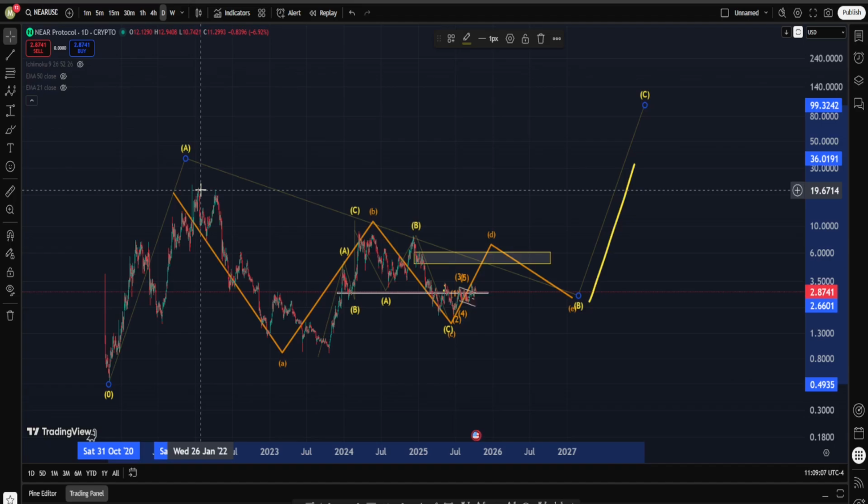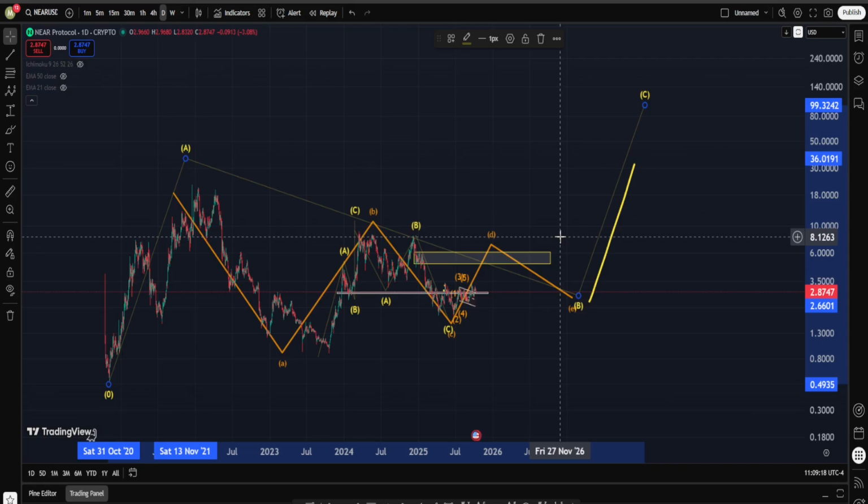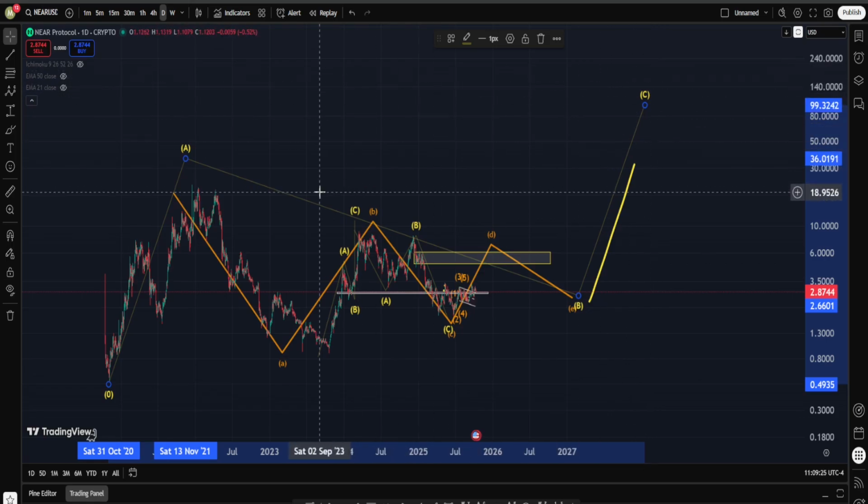The point that I'm trying to make is this: you can consider many different counts in near protocol, but you really cannot ignore the fact that most of them are actually looking quite bullish and optimistic. So by the end of this cycle, let's count on another move up, but let's not say that we have to set an all-time high.